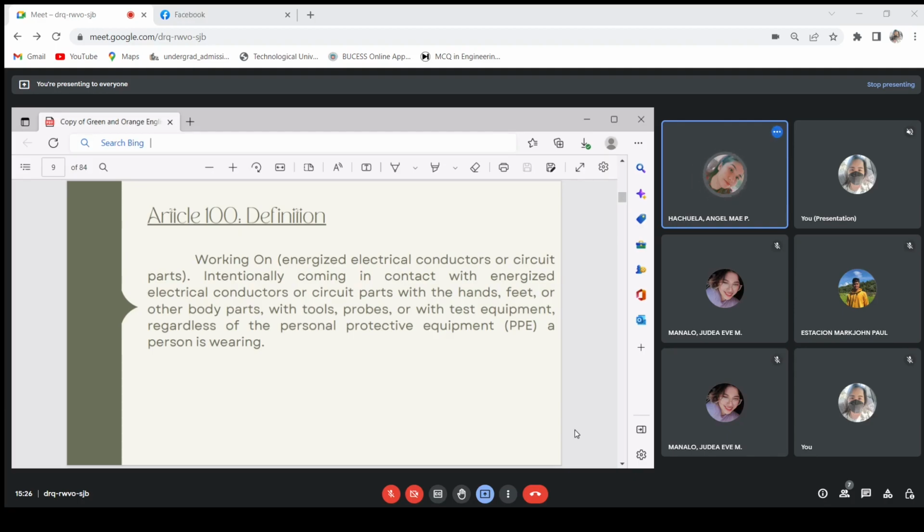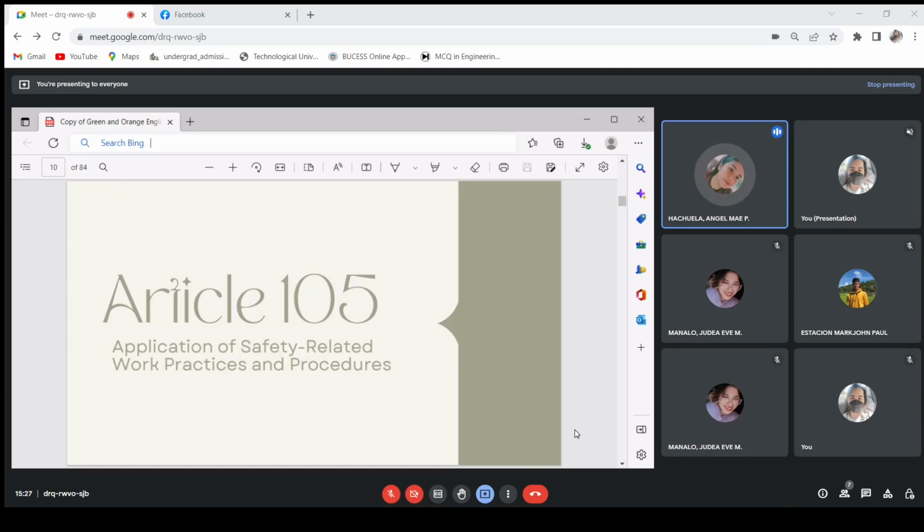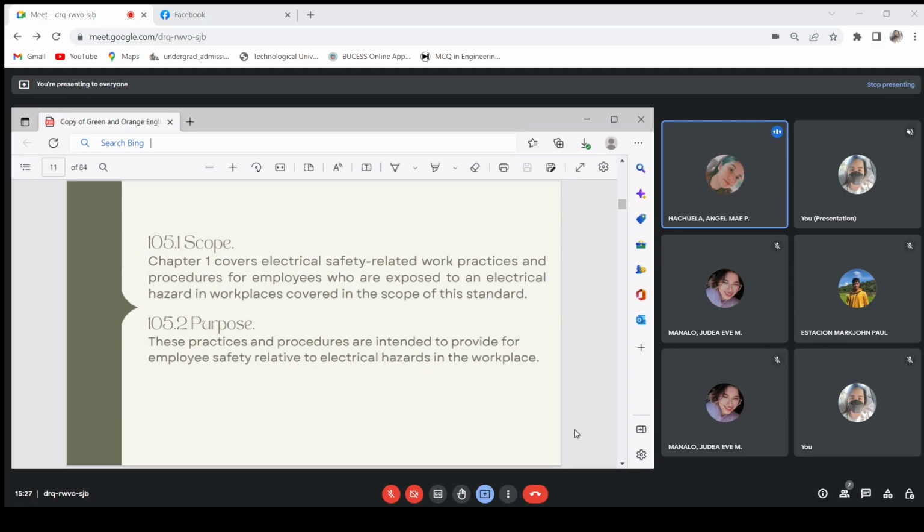Let's proceed with the next article. Article 105, Application of Safety-Related Work Practices and Procedures. Article 105.1, Scope. Chapter 1 covers electrical safety-related work practices and procedures for employees who are exposed to an electrical hazard in workplaces covered in the scope of this standard. Purpose: these practices and procedures are intended to provide for employee safety relative to electrical hazards in the workplace.